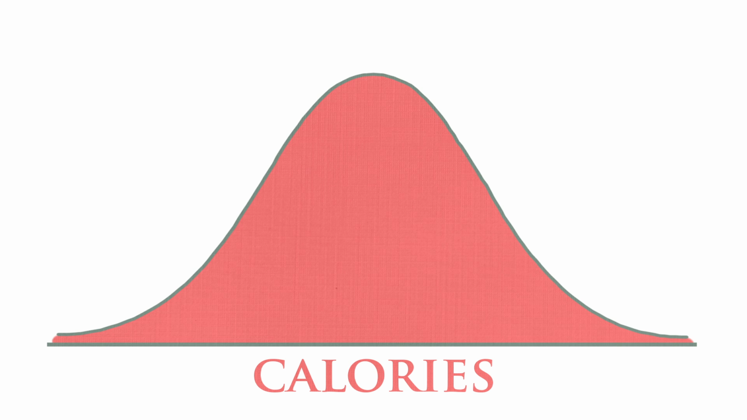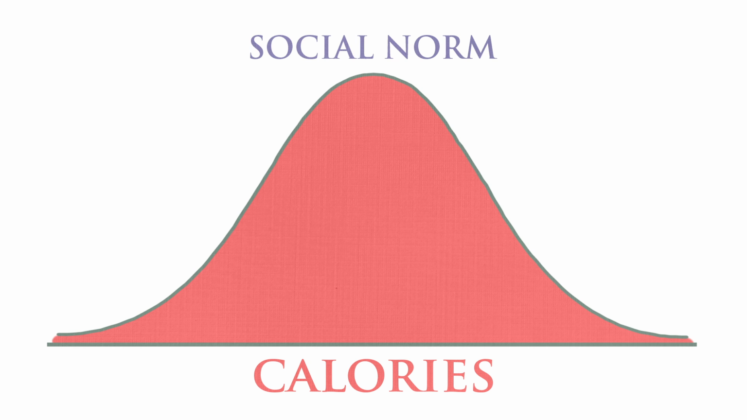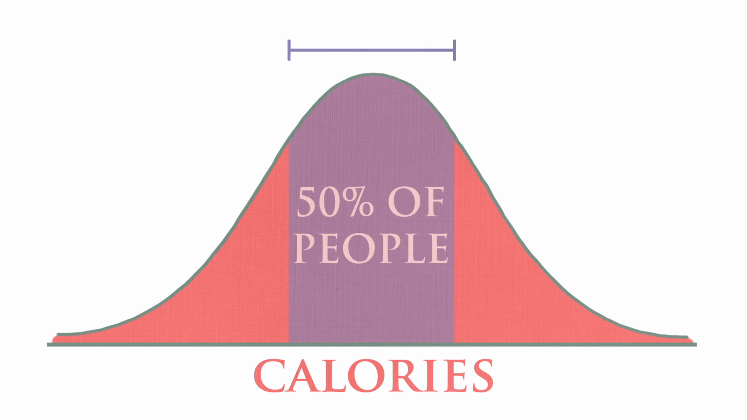At the very top of this graph is what lab coat researchers call the central tendency, but everyone else would recognize it as the social norm. That social norm is the number of calories most people eat because, well, that's just what people do.